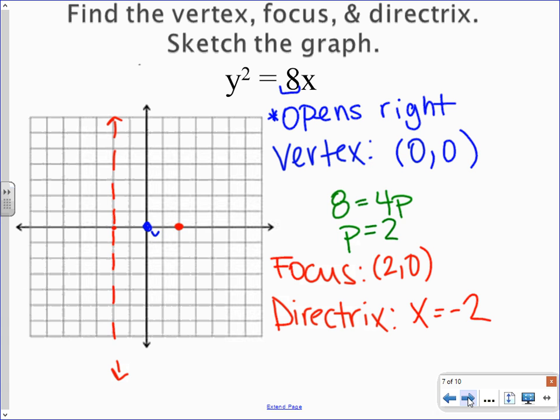So what is p? If we double p, we get 4. So we're going to take our focus and we're going to move 1, 2, 3, 4 away. How far away is that from the directrix? 4. Okay, then we're going to do it from the other side. Here's our focus. 1, 2, 3, 4. That's double p away. So it's 4 away from the focus and the directrix.